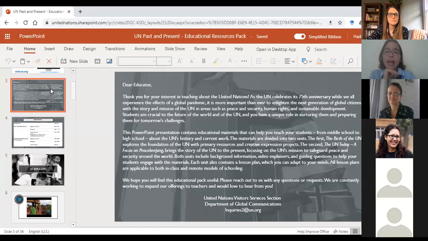And also the lesson plans, all the resources are meant to be used either in person or remotely. We know that 2020 looks different, and everyone is preparing for remote learning, or I know that here in New York City, some schools are doing hybrid models, some in person. So all the lesson plans and resources are meant to be applicable to both.